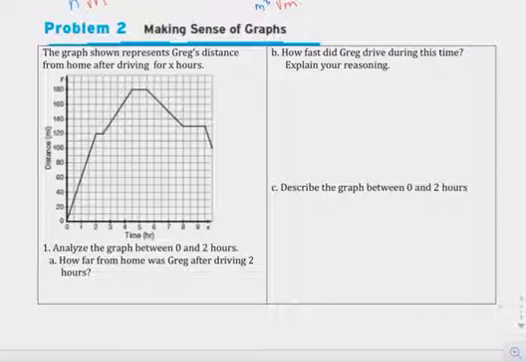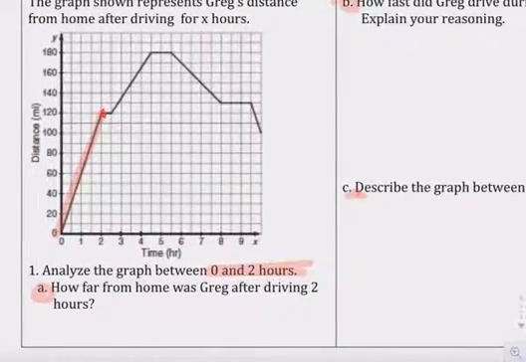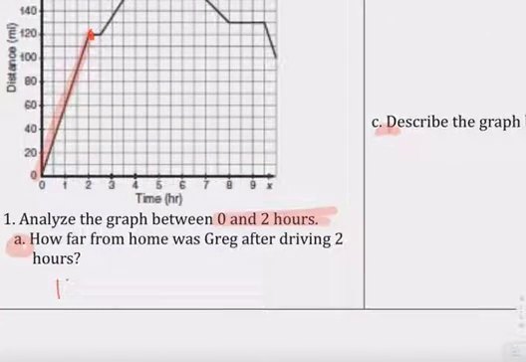Okay, making sense of the graph. Analyze the graph between 0 and 2 hours, for parts A, B, and C. We're only looking at this portion of the graph. How far from home was Greg after driving 2 hours? After 2 hours, he's right here. He is 120 miles away from home.